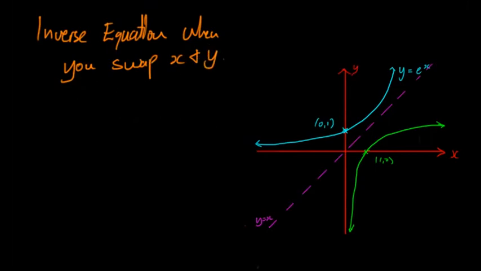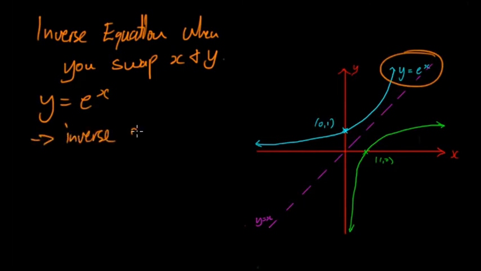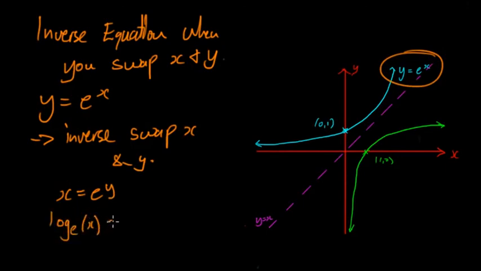So initially here, we have y is equal to e to the x. If we want to find the inverse, we have to swap x and y. Then we get x is equal to e to the y. We take log e of both sides. We can bring the y down, log e is just 1. So you get y is equal to log e x.